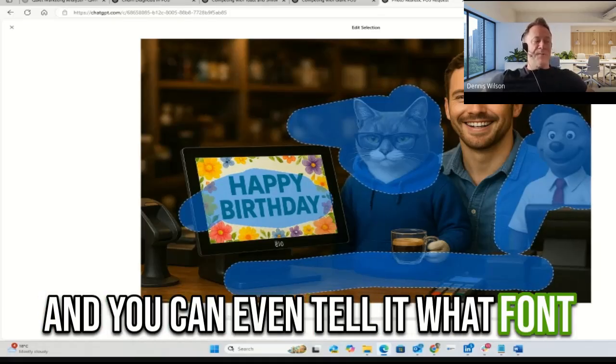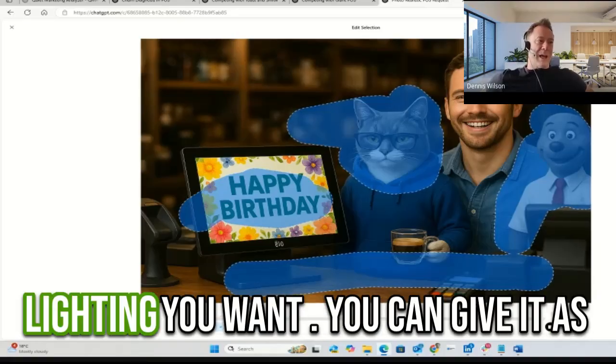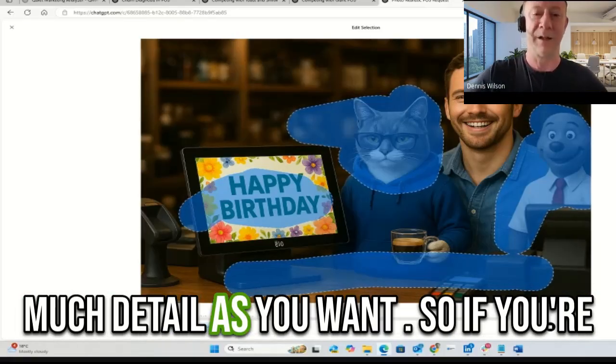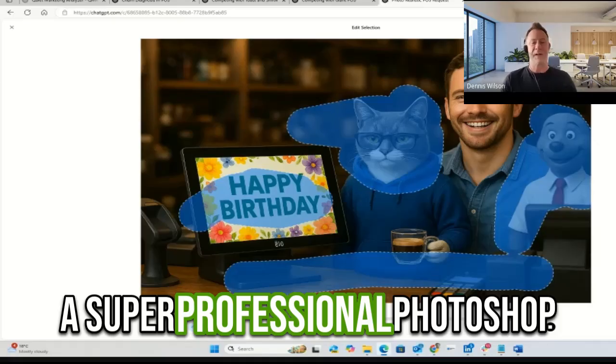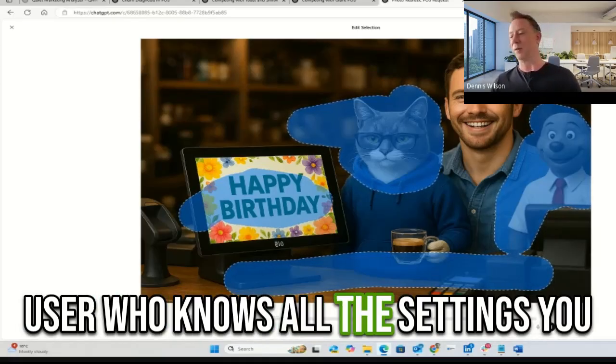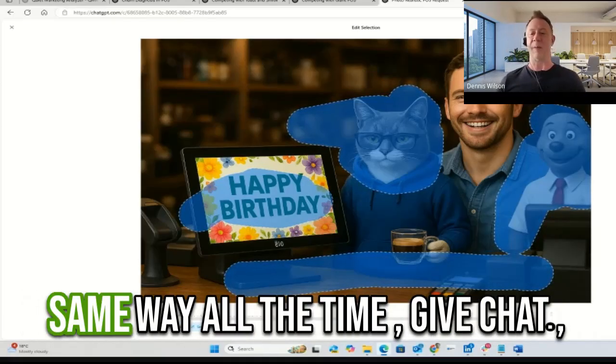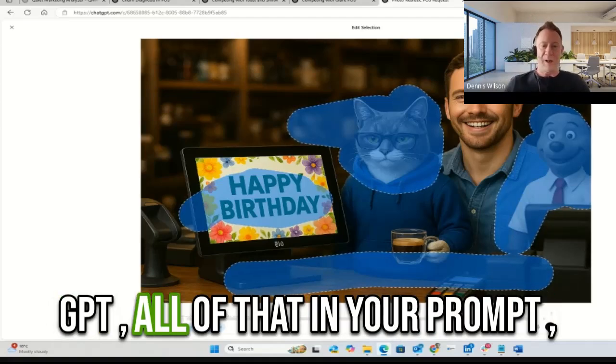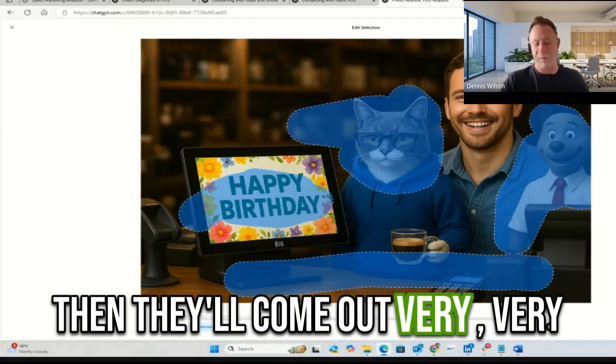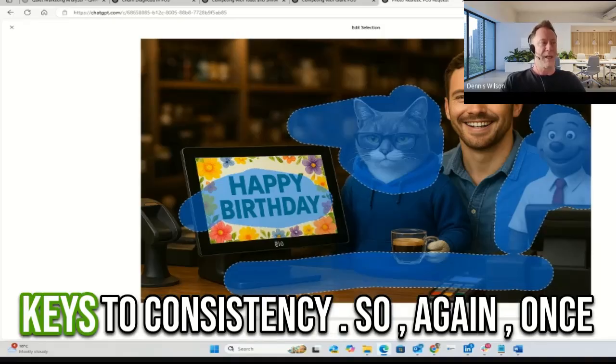And you can even tell it what font style you want. You can tell it what lighting you want. You can give it as much detail as you want. So if you're a super professional Photoshop user who knows all the settings you use to get your pictures to look the same way all the time, give ChatGPT all of that in your prompt and they'll come out very, very consistent. So that's one of the keys to consistency.